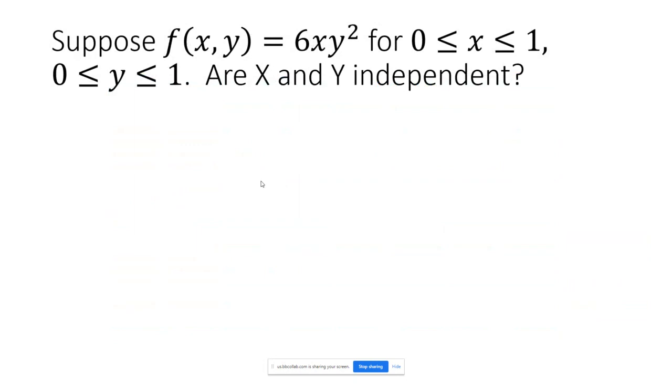Now let's take an example with continuous random variables. Suppose we have the joint density function 6xy squared for x between 0 and 1 and y between 0 and 1. And we want to know whether x and y are independent. What do you think our first step is going to be?